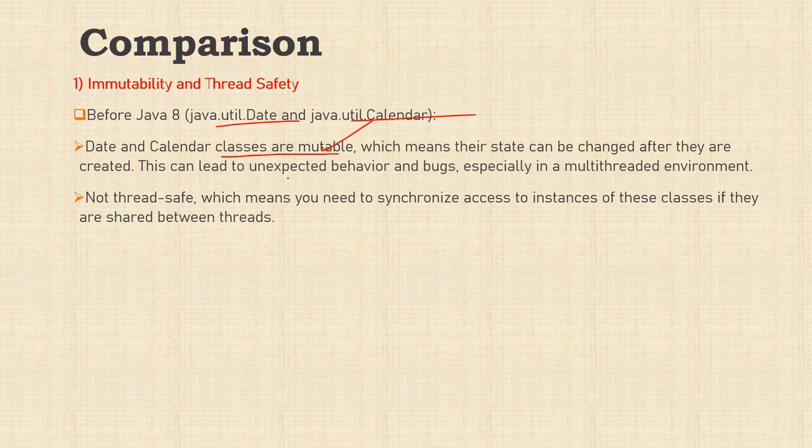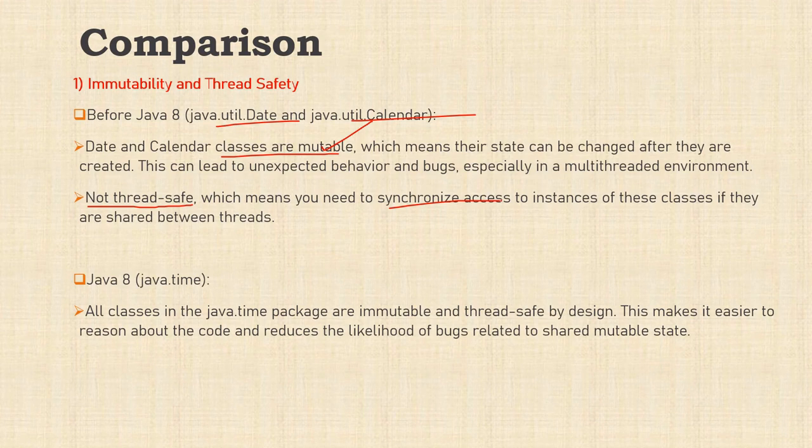Because of this, it can create problems in a multi-threaded environment, because any other thread can modify it, and the next thread will get the wrong, modified data. So it's not thread safe. Date class and Calendar class are not thread safe, which means you need to synchronize access to instances of these classes if they are shared between threads. So it is not good to use them in a multi-threaded environment; if you are using them, then you have to synchronize.